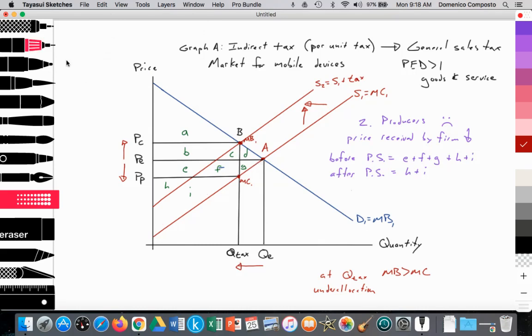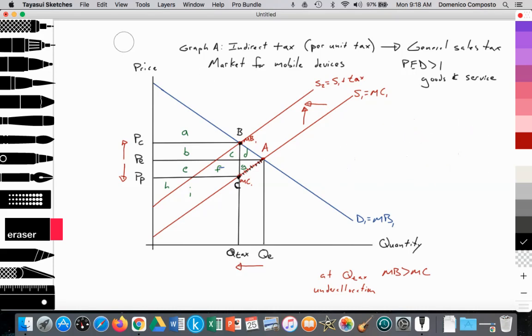Quantity being supplied is decreasing from point A to point, let's say, C as a result of the tax. Remember, the firm is really producing along this supply curve. They reduce their quantity supplied. They stop at quantity tax, they add the tax and sell it to the consumer along their demand curve at point B. Okay? So producers are worse off.